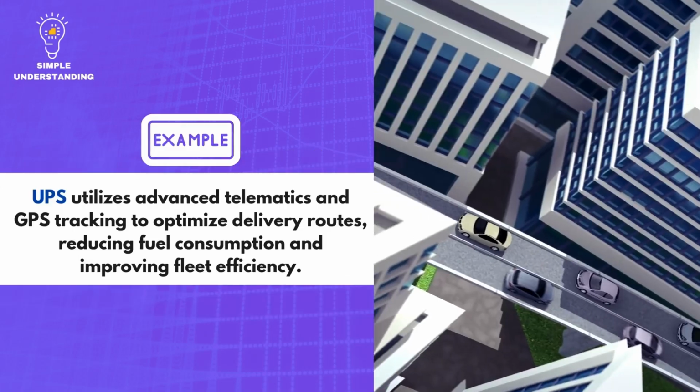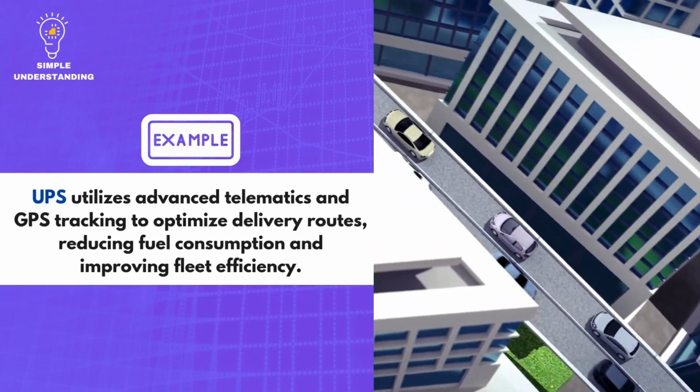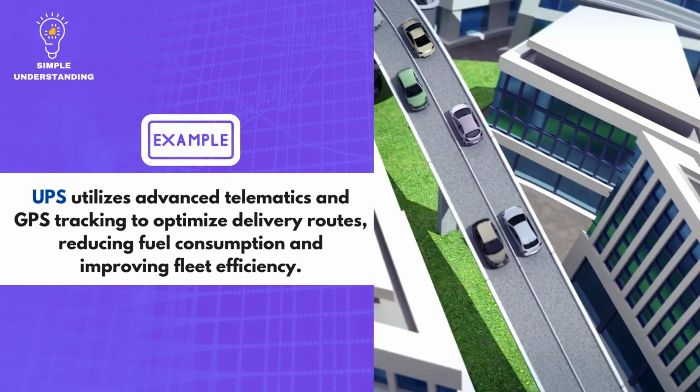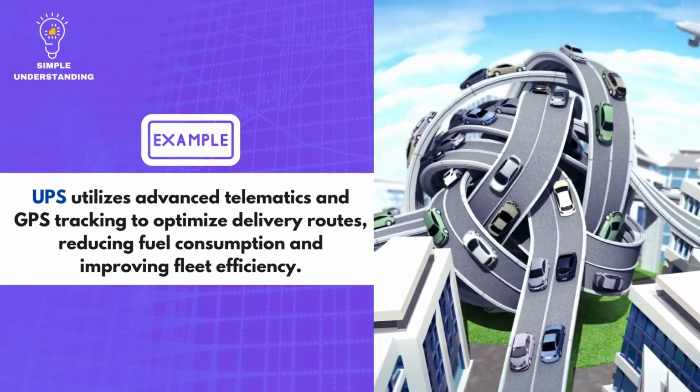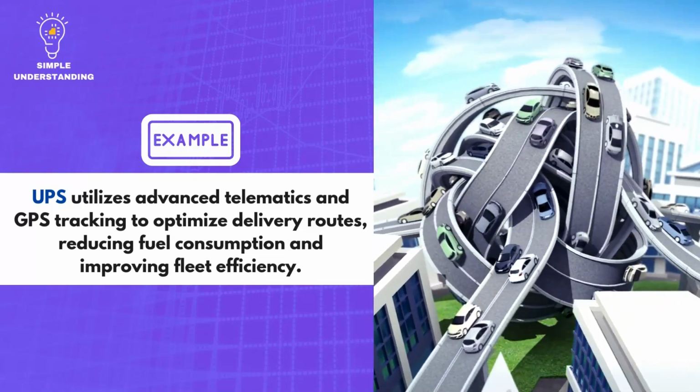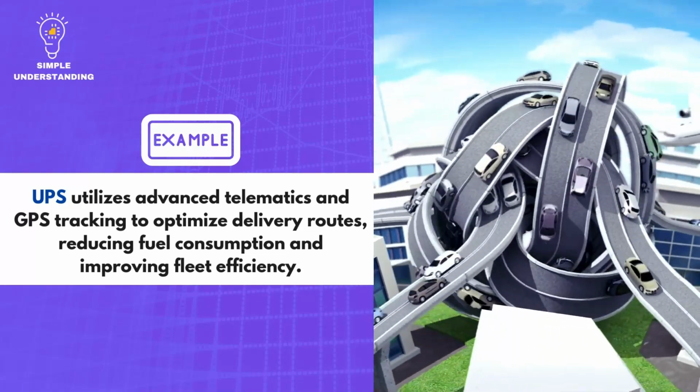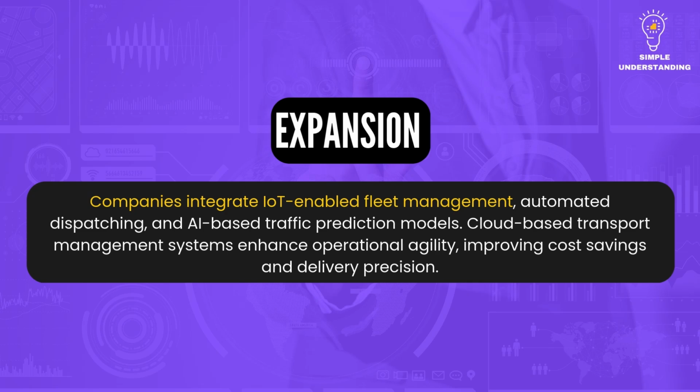Real company example. UPS utilizes advanced telematics and GPS tracking to optimize delivery routes, reducing fuel consumption and improving fleet efficiency. Expansion. Companies integrate IoT-enabled fleet management, automated dispatching, and AI-based traffic prediction models. Cloud-based transport management systems enhance operational agility, improving cost savings and delivery precision.